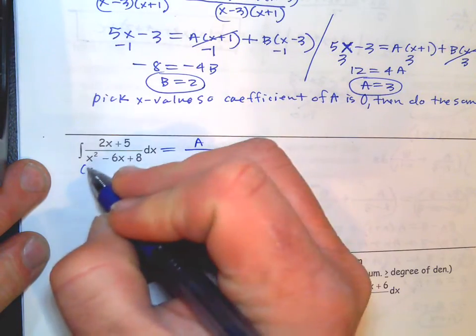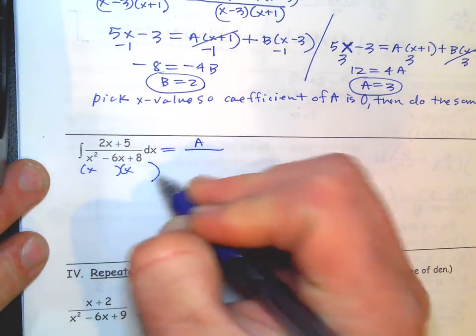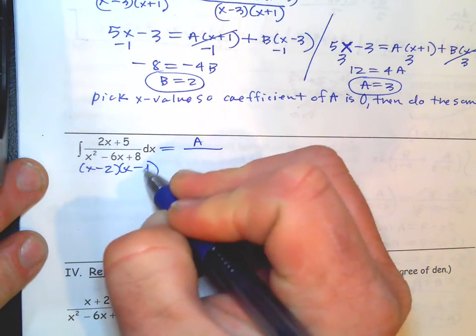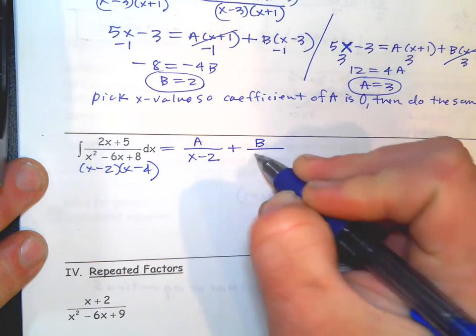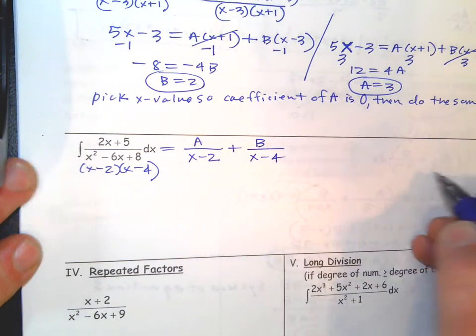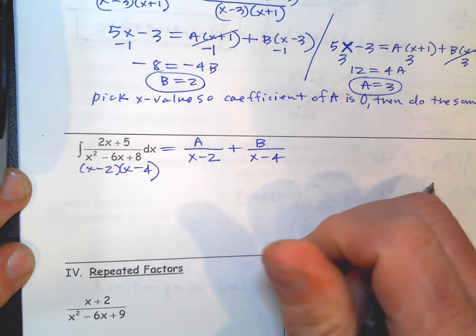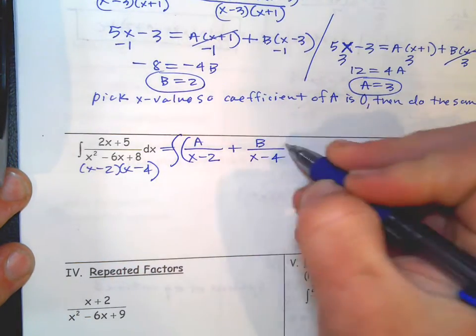So we got to factor this first. It's going to be x minus 2 and x minus 4. So one of them we're going to put over x minus 2, and the other one we're going to put over x minus 4. It doesn't matter which letter, which one we do first. You just need to be consistent with your work. And then we're going to integrate, right?